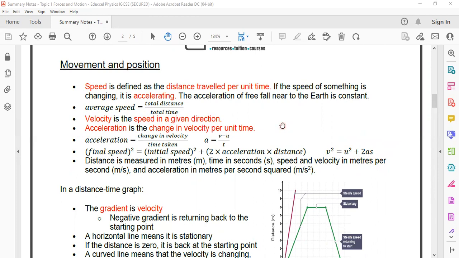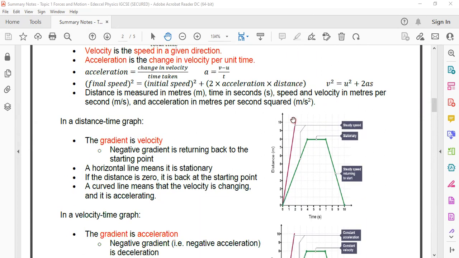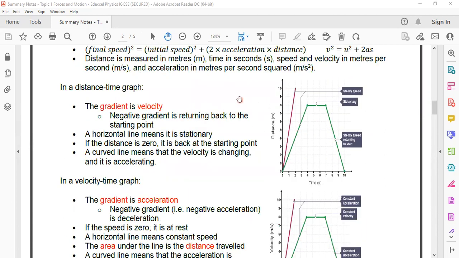And we also know that distance is measured in meters, time is measured in seconds, speed and velocity in meters per second, and acceleration is measured in meters per second squared. Here we have two types of graph. In a distance-time graph, we know that the gradient is velocity and a negative gradient is returning back to the starting point. Whereas a horizontal line means it is stationary, and if the distance is zero, it is back at the starting point. And a curved line means that the velocity is changing and it is accelerating.